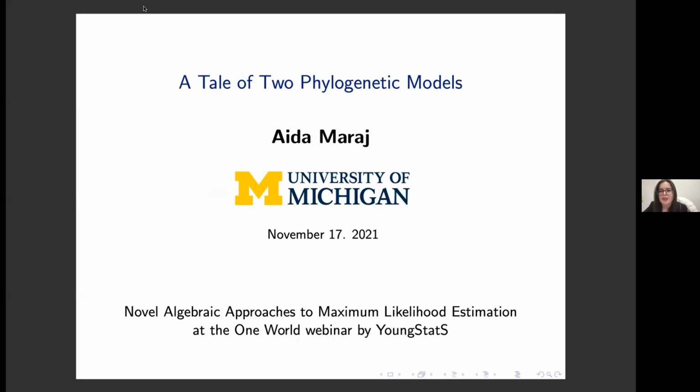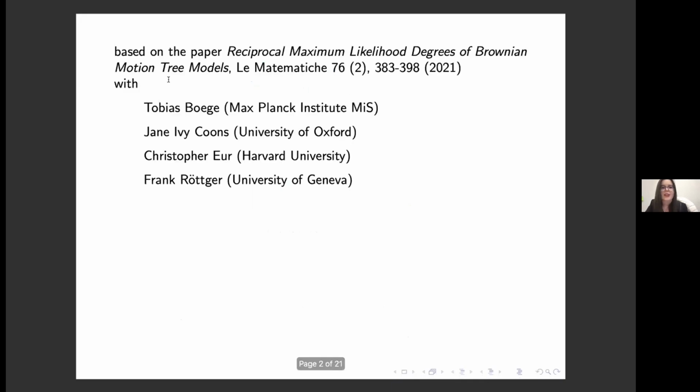So I will talk about, the title is A Tale of Two Phylogenetic Models. The main storyline is, given a phylogenetic tree, I will introduce two very different phylogenetic models, and we will ask the question that has connected all of us together here about their maximum likelihood estimate. This is based on a paper titled Reciprocal Maximum Likelihood Degrees of Brownian Motion Tree Models, worked on with Tobias, Jane, who just gave the first talk, and Chris and Frank.